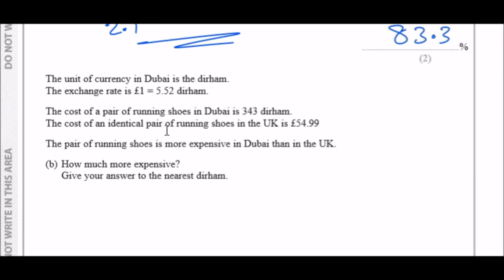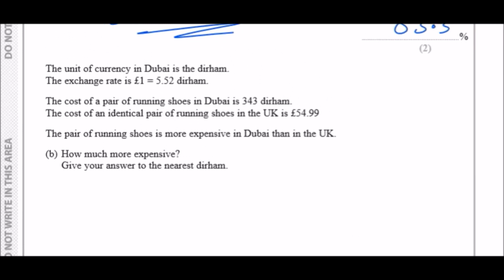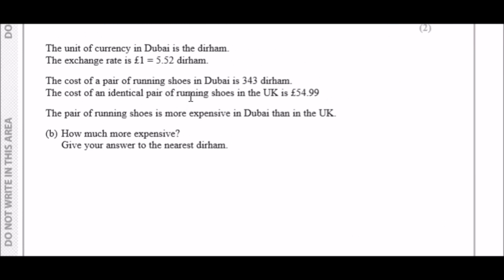Okay, next one. The unit of currency in Dubai is the dirham. The exchange rate is £1 equals 5.52 dirham. The cost of a pair of running shoes in Dubai is 343 dirham. The cost of an identical pair in the UK is £54.99. So which is better priced? The pair of running shoes is more expensive in Dubai than UK. But how much more expensive? Give your answer to the nearest dirham.